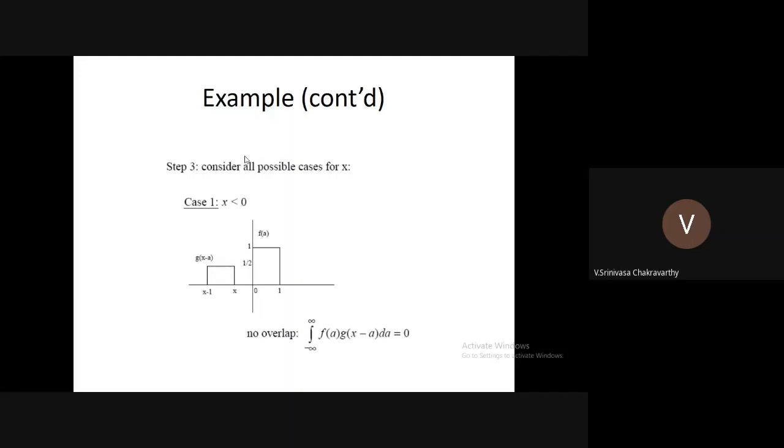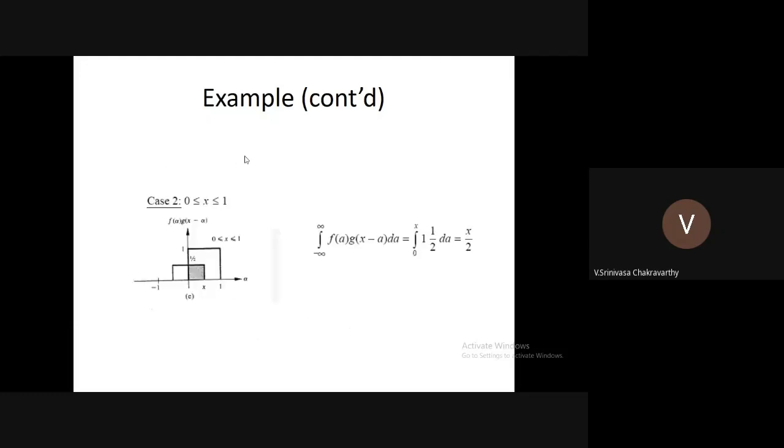So for example, in this case, if you flip g and then shift it by x and multiply them, since there is no overlap between these two functions, the result is 0. So for this value of x, the output is 0. Let us call the output function p of x. So p of x is 0 for this value, that is, for x less than 0.